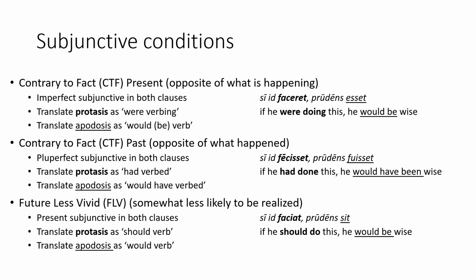This can be seen in the sample sentence, si id faciat prudens sit. If he should do this, he would be wise. The relationship between the two verbs tells us that he is not very likely to do the indicated action, and therefore he is not very likely to be wise.